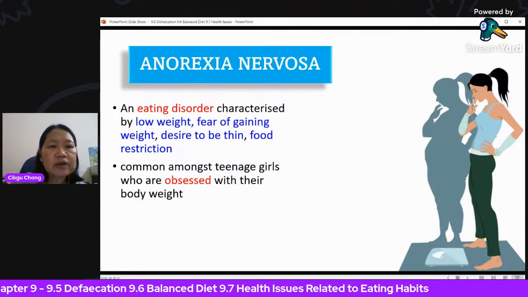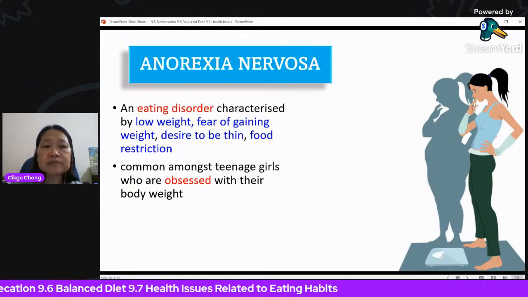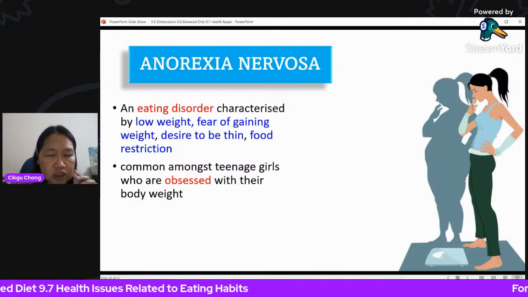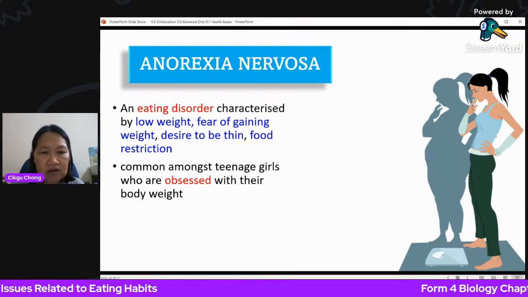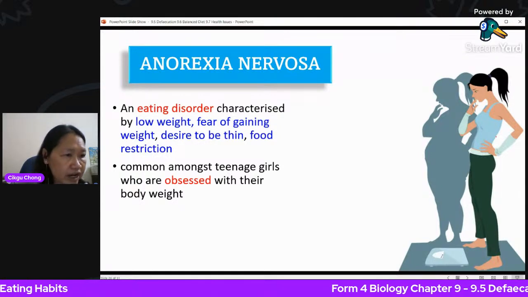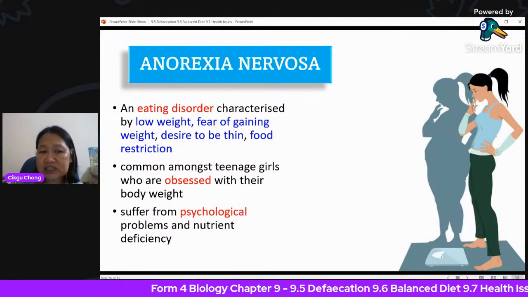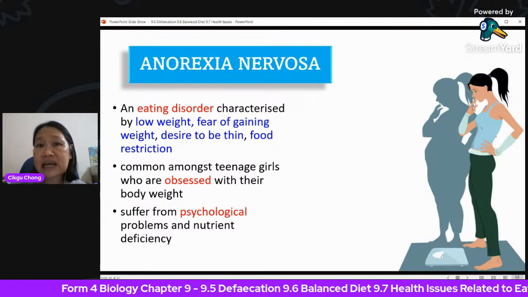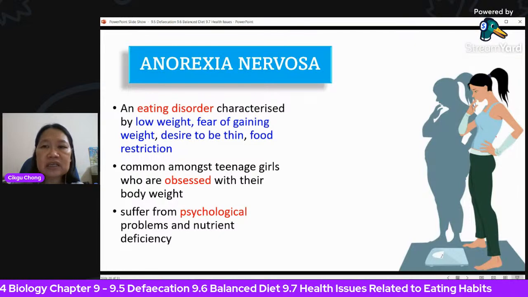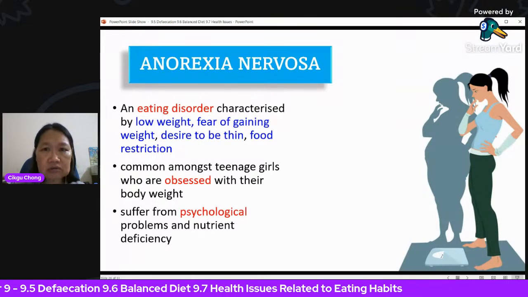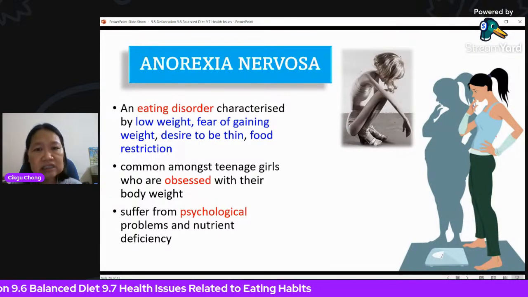It is common among teenage girls who are obsessed with their body weight. They have to check their weight every day, must stand on the weighing machine, and if there is even 100 grams extra, they must go and do something. It's actually a psychological problem, so it needs counseling. It may even need medical intervention. They have to see a doctor, a psychiatrist and so on. So you can see this is very extreme.